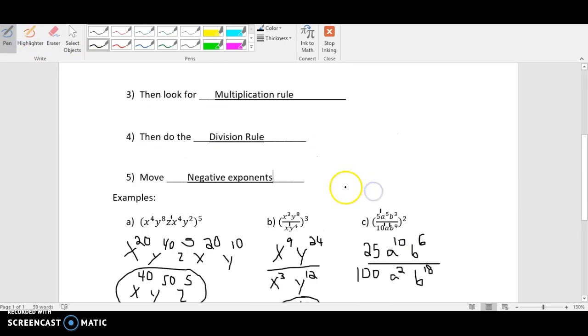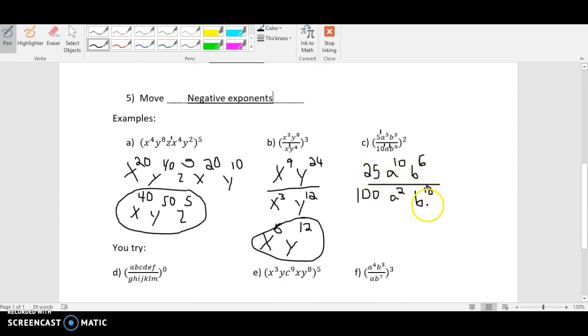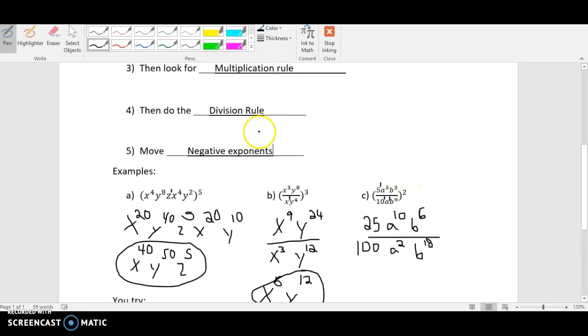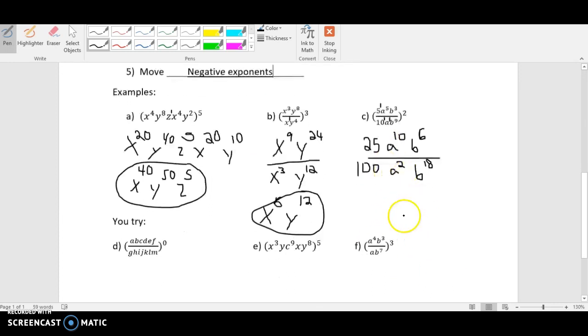I'll then go to the next thing, look for multiplication rule. I do not see any multiplication rule here, so I do not have to add any exponents together. The next thing I'll look for is division rule. I do see division rule, so I'll go ahead and do that. 25 over 100, if I use my ABC trick, that is 1/4. 10 and 2 is going to become A to the 8th. And then 6 and 18 is going to become B to the negative 12th.